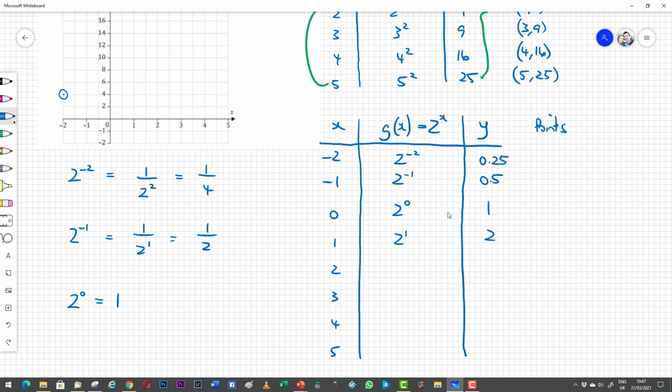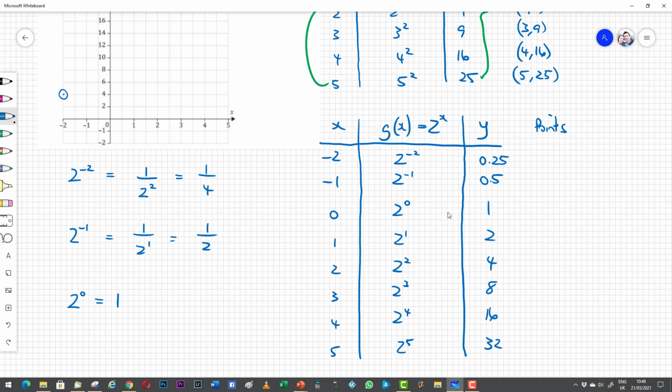We'll put in 1, we have 2 to the power of 1. Well, 2 to the power of 1 is just 2. Put in 2, we have 2 to the power of 2. 2 squared is 4. 2 to the power of 3 is 8. 2 to the power of 4 is 16, and 2 to the power of 5 is 32. And what you can see with an exponential pattern is that the outputs are doubling each time. So 0.25 doubles to give 0.5, which doubles to give 1, which doubles to give 2, which doubles to give 4, and so on. And that's one of the characteristics of an exponential series. Each term has been multiplied by a common number to get the next number.